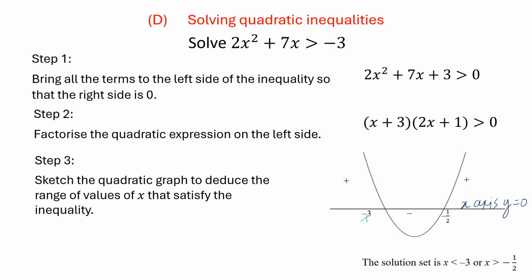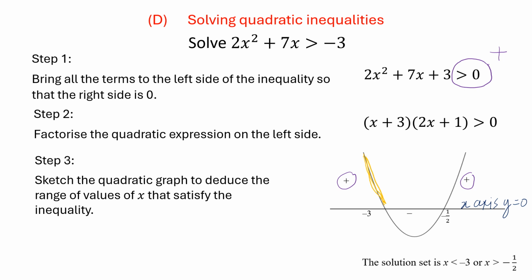Alright, so the next thing is that we need to identify the region that we're interested in. So how do you know which region you're interested in? Go back to the original inequality. You want it to be more than 0. More than 0 means you want the positive region, this one here and this one here. So the answer you want is this part of the curve.